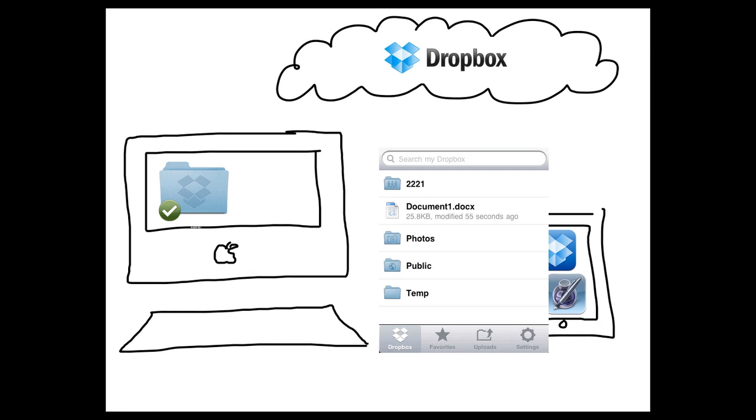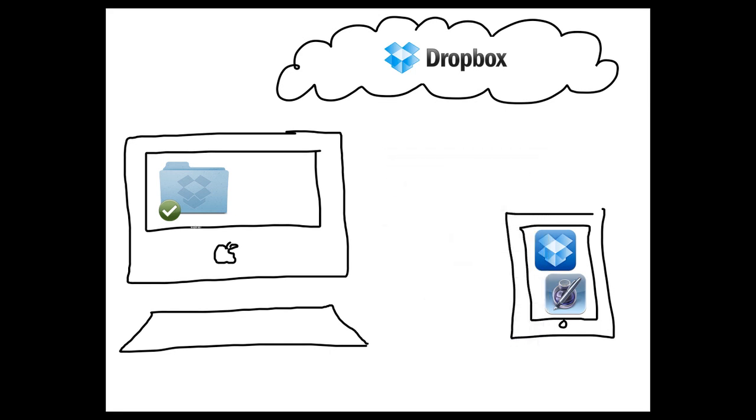If we look here, we'll see that we have document1.docx. It was modified 55 seconds ago, where we dropped it into our computer in our folder that was designated by Dropbox on our computer. Once we tap on that, we will then get a copy of that file downloaded from the Dropbox cloud into the Dropbox app that we are in now on our iPad. Now, that will allow us to view the document, but we still can't edit it.